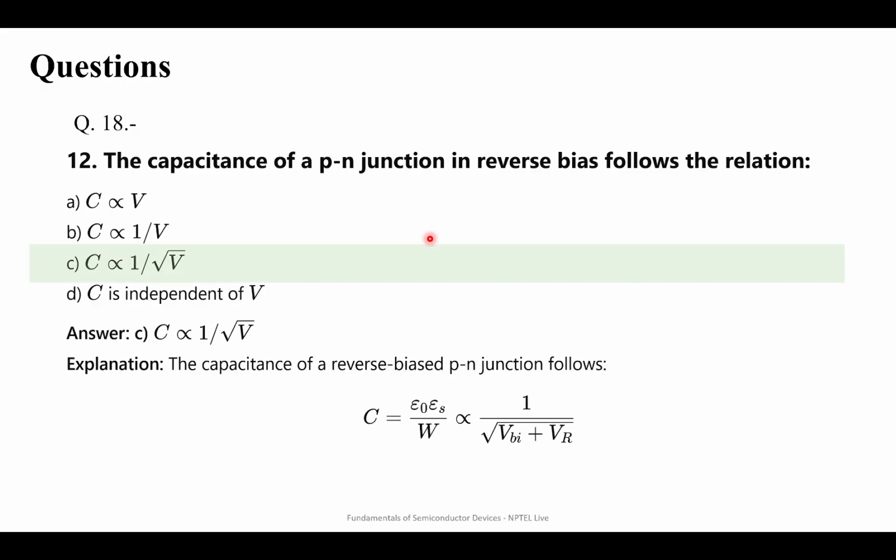Yes. So the answer to this is C is proportional to 1 by root V. So the formula for capacitance in reverse bias PN junction is given by epsilon by W, and this is proportional to 1 upon under root of V built-in potential plus reverse bias. So you can see the result is C is proportional to 1 by root V.